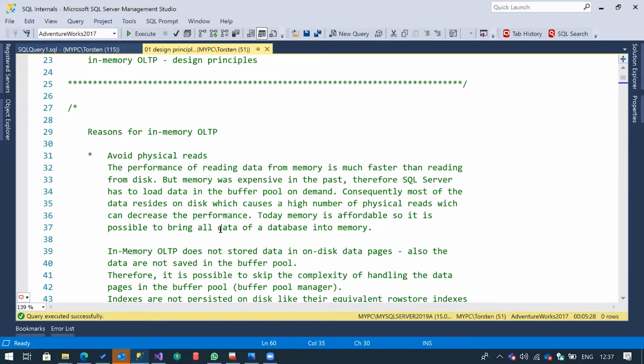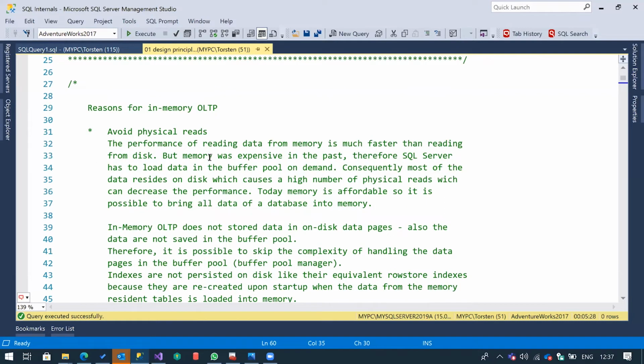Believe me, it is possible, but it is never the usual performance increase you will see when you switch to in-memory OLTP. Okay, so the first reason for using in-memory OLTP is to avoid physical reads. Just reading what I have written here, and I will explain a little bit more whenever it makes sense. The performance of reading data from memory, for sure, is much faster than reading from disk. This is what we know already.